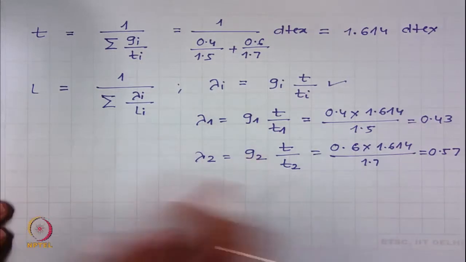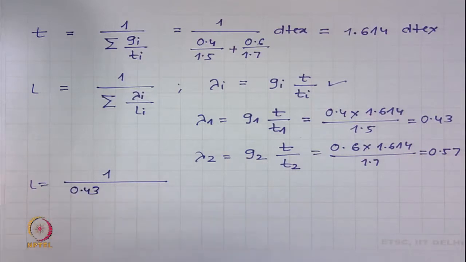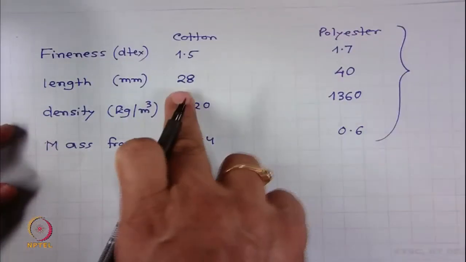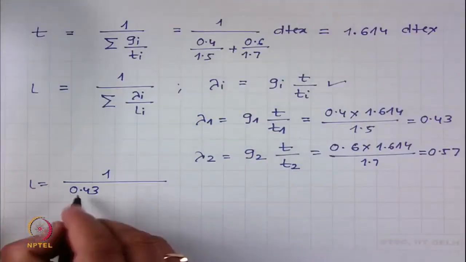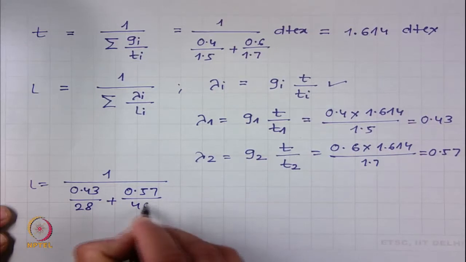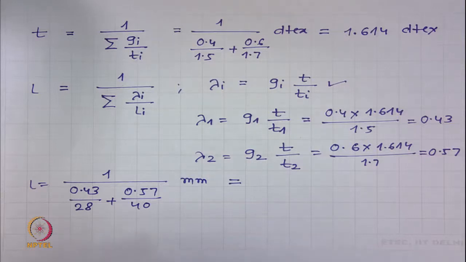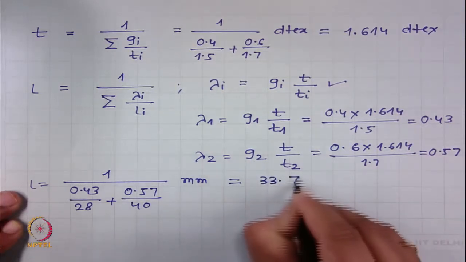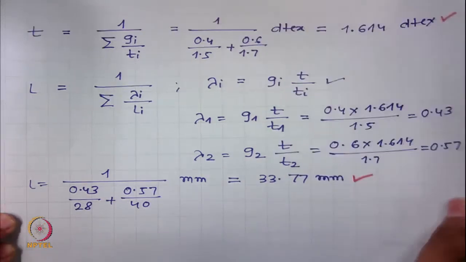Now we will use this formula directly, 1 by lambda 1 0.43 by the length of fiber given. Cotton L1 28, polyester L2 40 mm. So, 0.43 by 28 plus 0.57 by 40, this unit will be in millimeter. So this value will come approximately 33.77 millimeter.